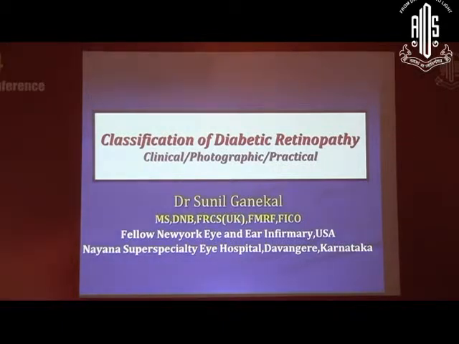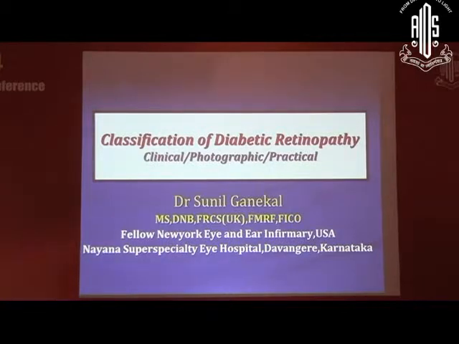As I told, the Airlie House classification is one of the oldest classifications, where initially they followed a typical 5-field photography of a 30-degree field, and classified diabetic retinopathy into non-proliferative and proliferative changes. Later it was modified according to the Wisconsin system. They wanted to make it more simplified and standardized so that it can be easily practiced. So instead of 5-field, they moved on to 7-field photography, with overlapping fields of 30 degrees each, so that you can include more cases and diagnose more methodically in a standard way.